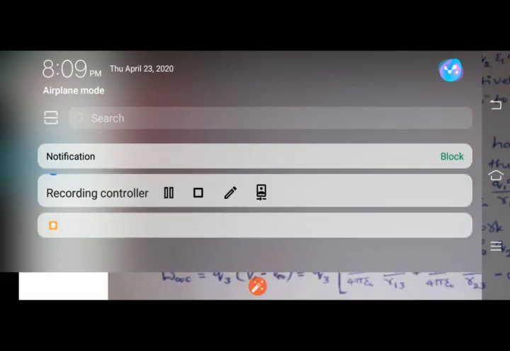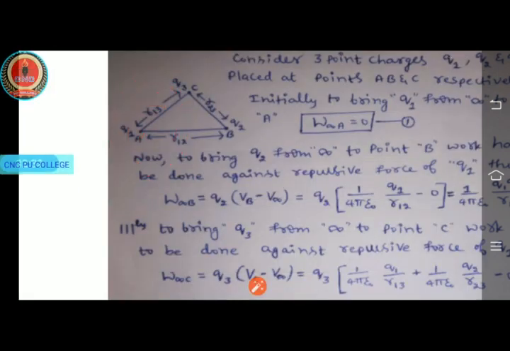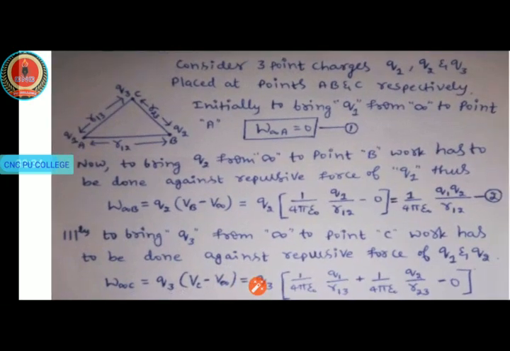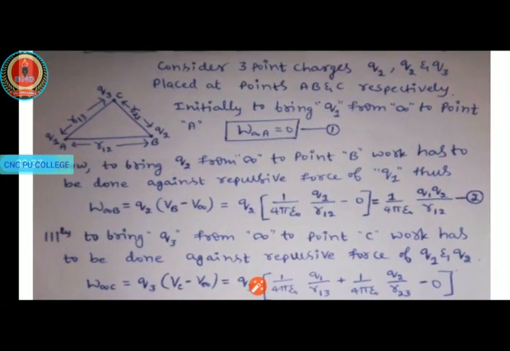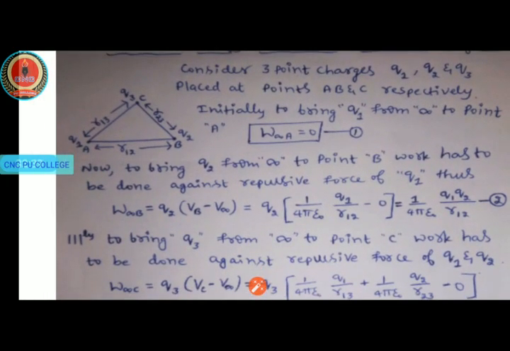So now, to bring Q2, the second charge, from infinity to point B, work has to be done against the repulsive force produced by Q1. So can we bring the second charge Q2 to position B easily without doing any work? It's highly impossible because that point B is lying in the influenced region of the charge placed at position A.